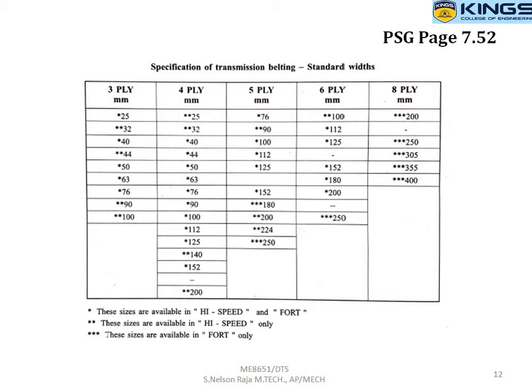For example, I'm getting the number of plies as 6, and the belt speed is 90. That is the condition we calculated. We have to select the next higher value of 90. So what is the suitable next higher value of 90? For number of plies 6, the first value is 100. So that is the standard belt width. That is your step 5.